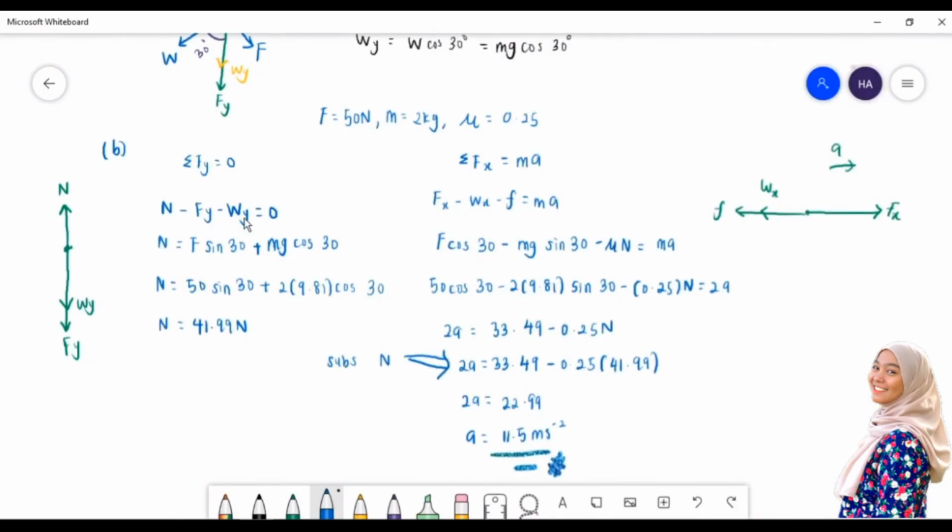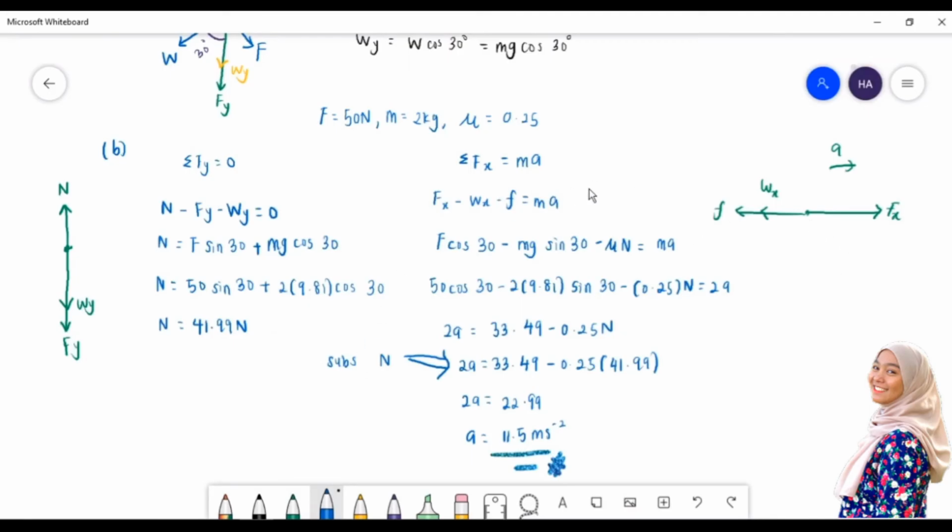Jadi, masukkan saja nilai F. So, F tadi 50 sin 30 tambah dengan mass. Dia dah bagi 2 kg. Darab dengan gravity 9.81 cos 30. So, normal force dia kita dapat 41.99 Newton.